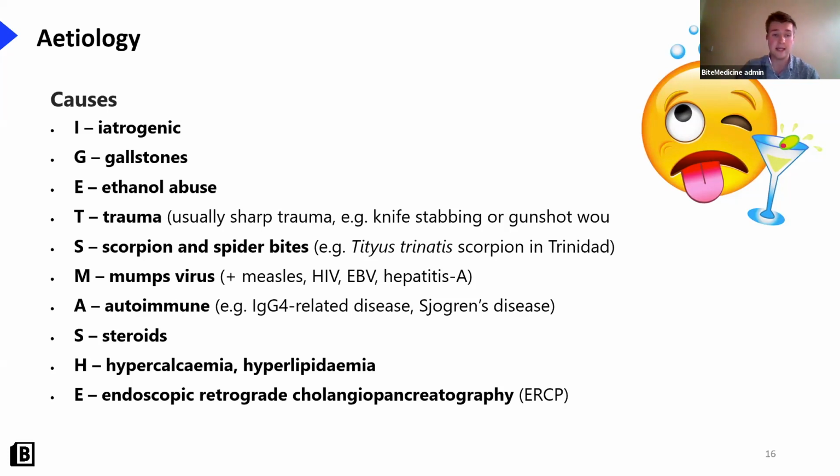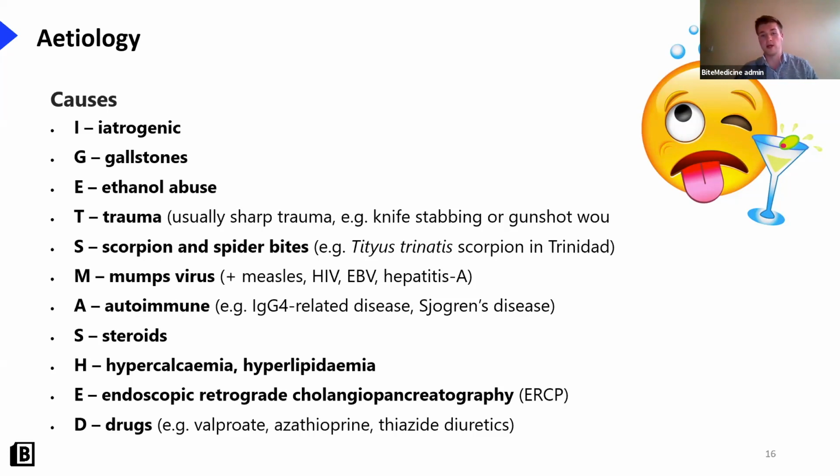And finally then D is for drugs. So you can remember the mnemonic VAT, so valproate, azathioprine, and thiazide. So there's some of the more common ones. So I get smashed, really, really helpful mnemonic, and some bread and butter of first and second year clinical, I would argue. So if everybody's happy, we'll keep moving forward.